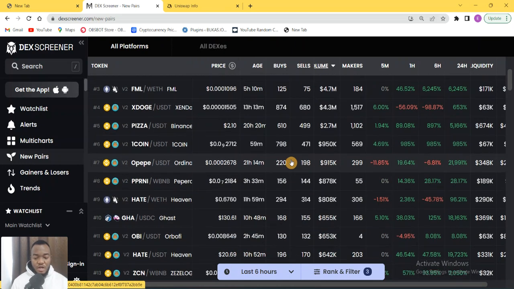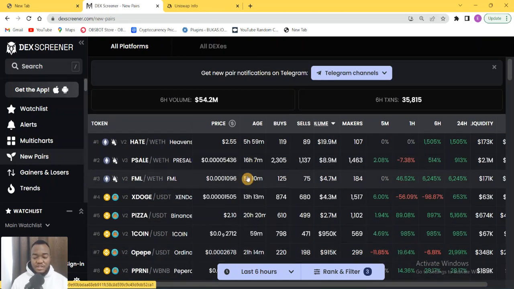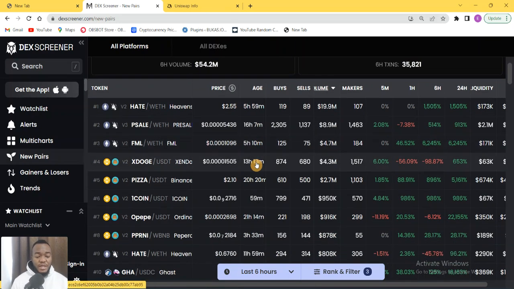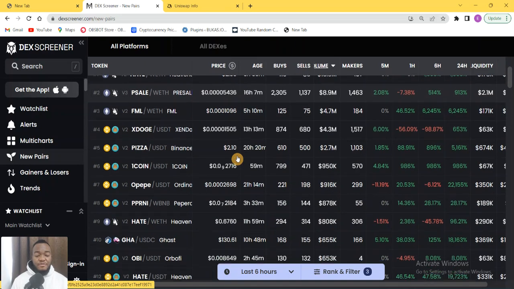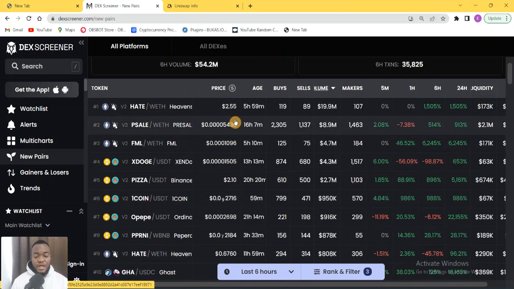Once you come here, you are going to see newly listed tokens. So this is a new pair. When you see new pairs, make sure you check this place from time to time. This will help you to know. Currently there is a coin called HIT. This HIT was launched 5 hours 59 minutes ago, almost 6 hours ago.